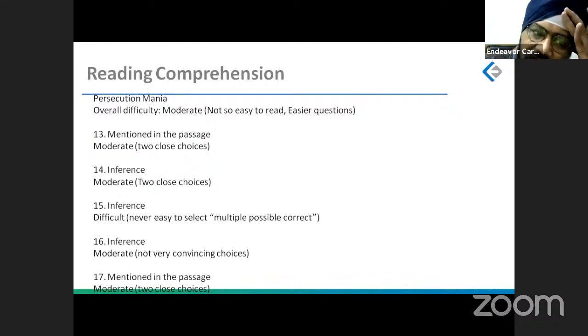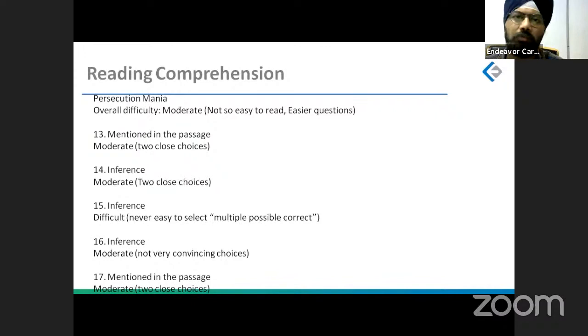So then the next is again inference, moderate. Somehow I think this question would have been a bit awkward for some people because the answer choices were such that you could have flipped between multiple answer choices. Like, sir, ye bhi correct lag raha hai, ye bhi correct nahi lag raha, but apparently solid to koi bhi nahi lag raha. So then the last was again mentioned in the passage.